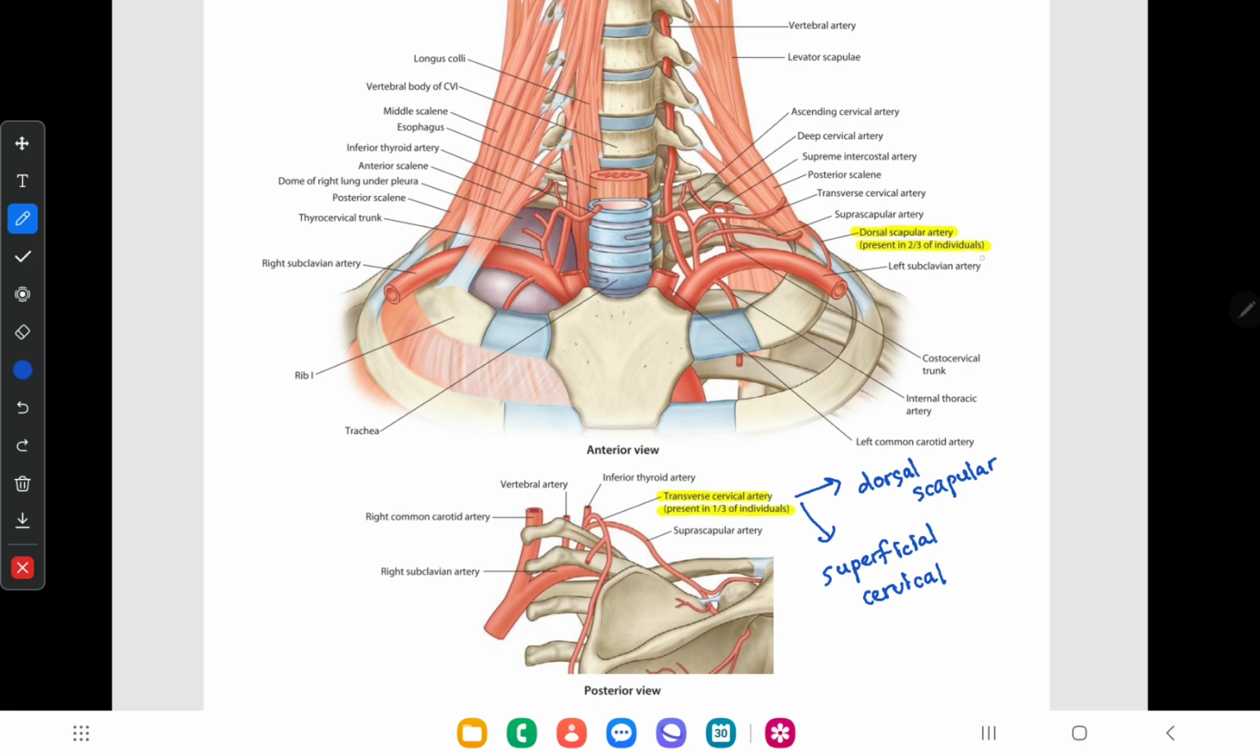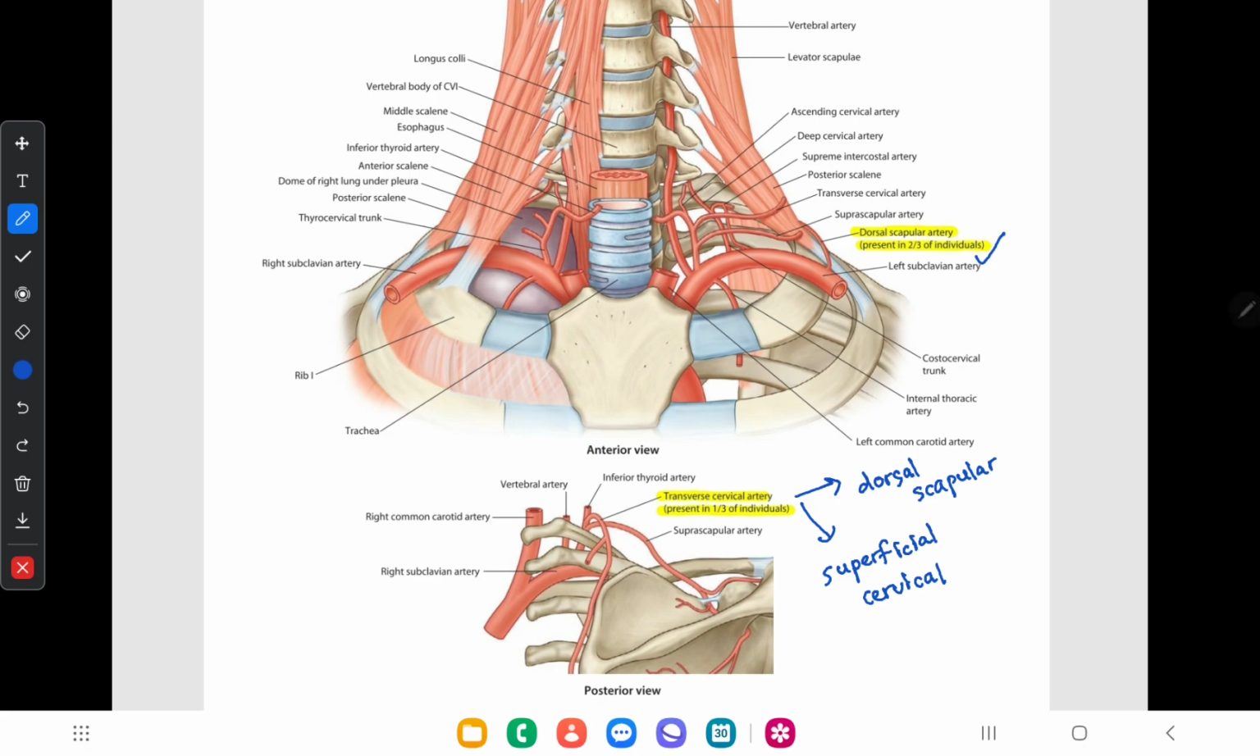But in the other 2/3 of individuals, this dorsal scapular artery arises from the third part of the subclavian artery as a separate branch. In those individuals, you can see the superficial cervical artery, which is arising from the thyrocervical trunk.